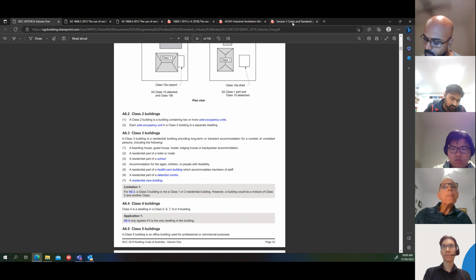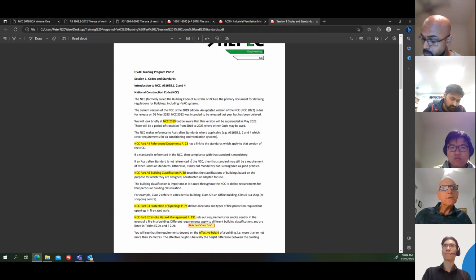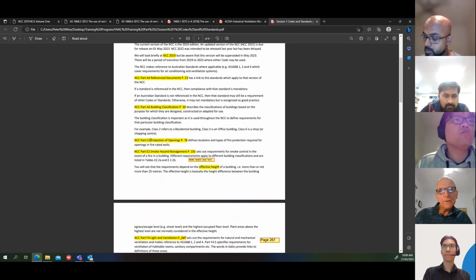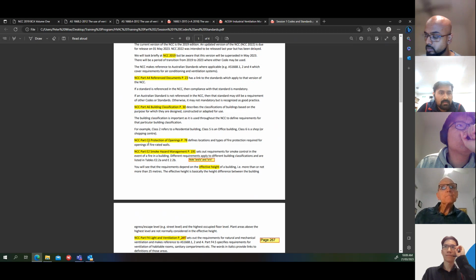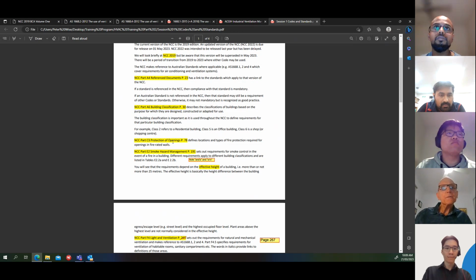Okay, so part C3, I've just picked bits out of this that you're going to need to refer to on a fairly regular basis. There's a lot in the NCC, there's hundreds of pages, and you can't be expected to know all that, but you need to know the relevant bits to look at. Part C3, protection of openings, is really talking about fire dampers and that sort of thing.